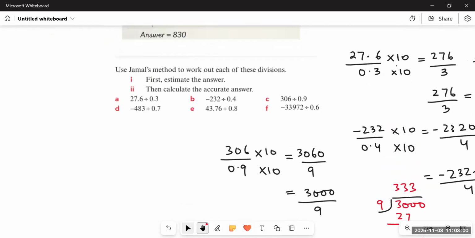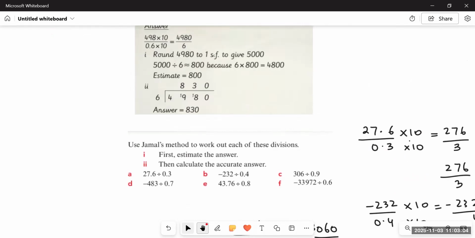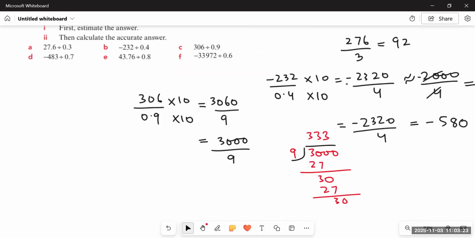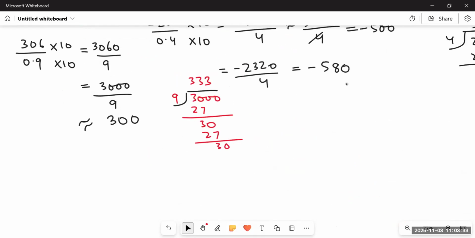So what did Jamal do when he had to find out the answer to 5000 divided by 6? It was not actually 800, but he estimated the answer as well and it became 800. Because when you actually divide 5000 by 6, the actual answer is 833. But then he estimated 833 as 800. So we'll do the same thing over here. Since we are getting 333, the estimated answer would be 300.